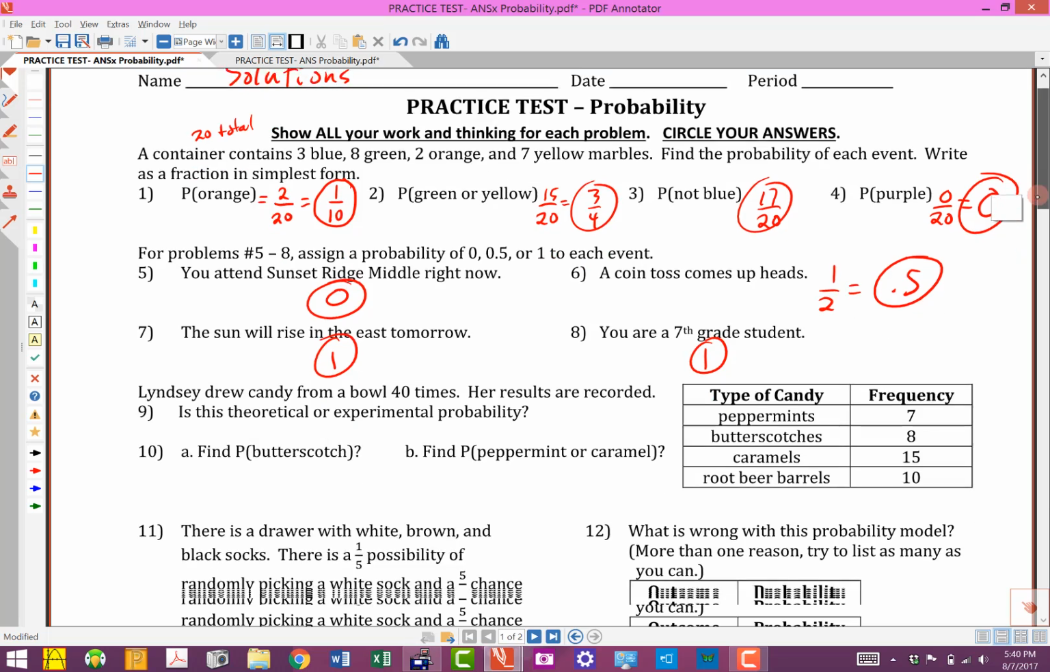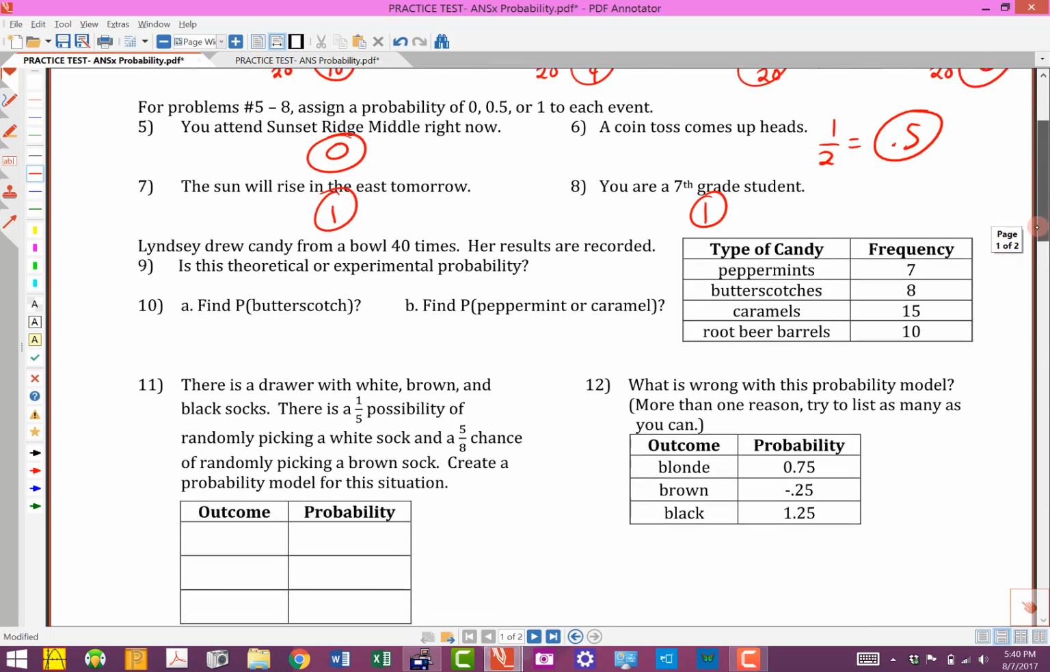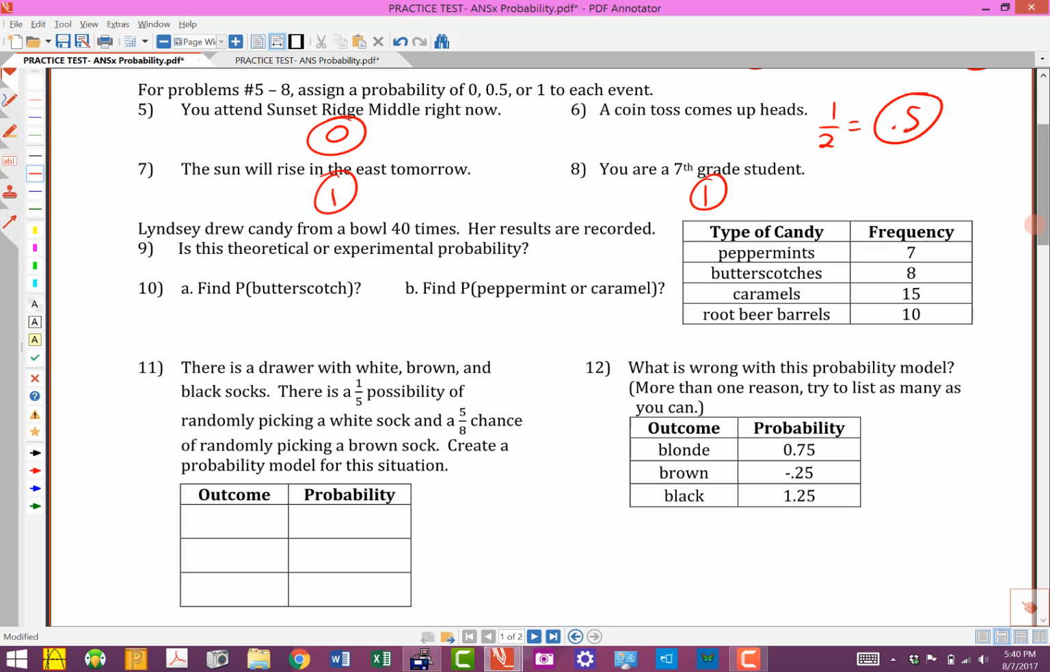All right, let's take a look at the next one, and the data in this one is presented a little bit differently, and it gives us a little bit of a hint here. It says Lindsay drew candy from a bowl 40 times, so she did it 40 different times. Her results are recorded. So these are the different candies that she drew out, and this is the frequency, or the number of times that she drew each one of those. So 7 peppermints, 8 butterscotch, 8 caramels, and so forth.